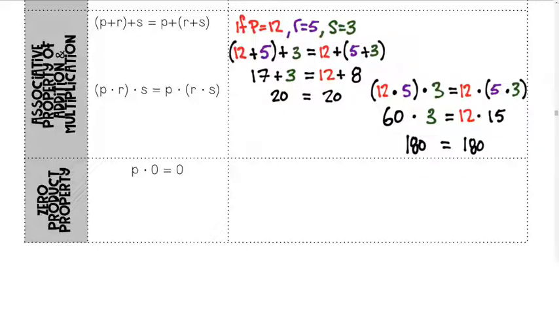Alright, the zero product property just means that anytime you take any number and multiply it by 0, the result is 0. So if I were to say p equals 12, p times 0 equals 0. If I change that to 12, 12 times 0 is 0. So that means that the zero product property just turns the problem to 0.